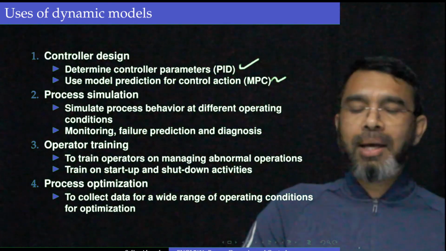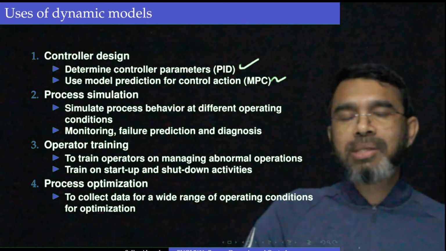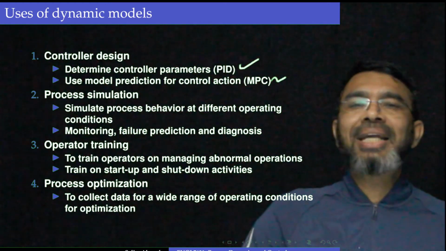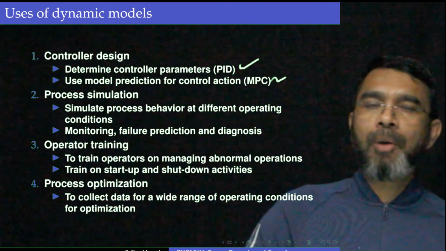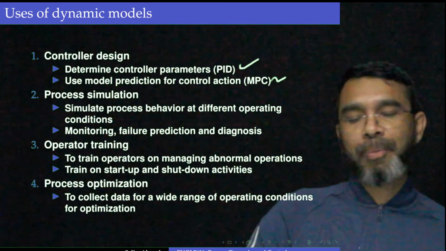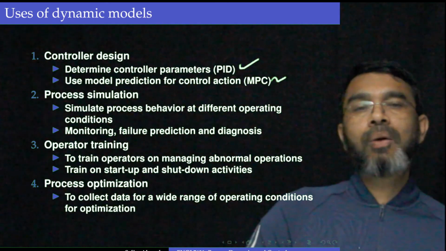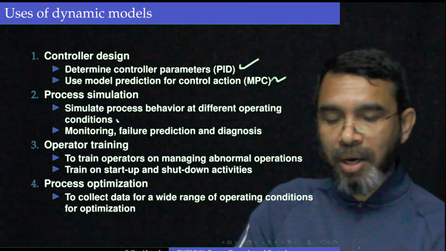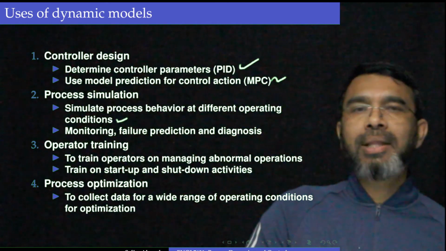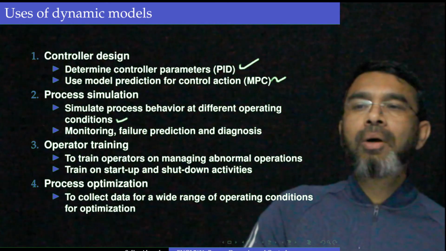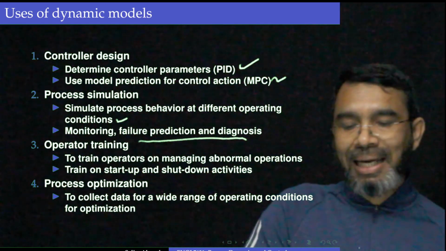Another case where models are used is process simulation. Suppose we cannot do experimentation with a process to get data for all possible operating conditions, because some operating conditions may lead to unsafe operation. In those cases, we cannot run the process at those operating conditions. However, you can use simulation to know the process behavior at those conditions. For monitoring, failure prediction or diagnosis, you can run the process at different conditions, look at whether the process leads to some failure conditions or not, and then diagnose this condition using the data.